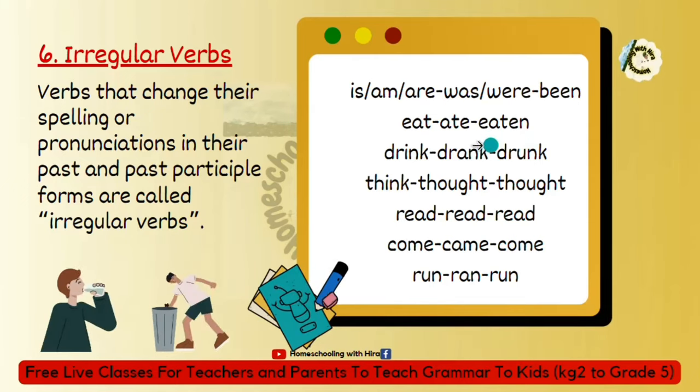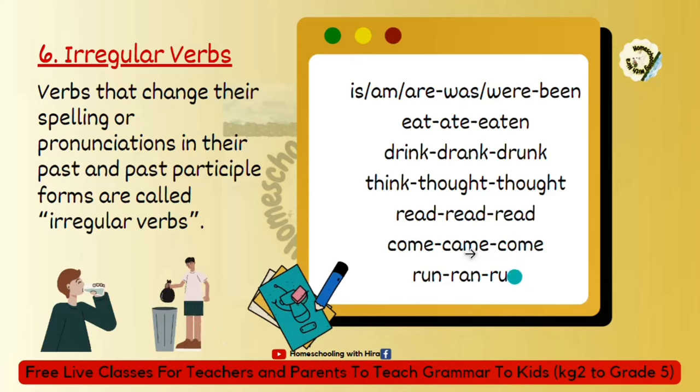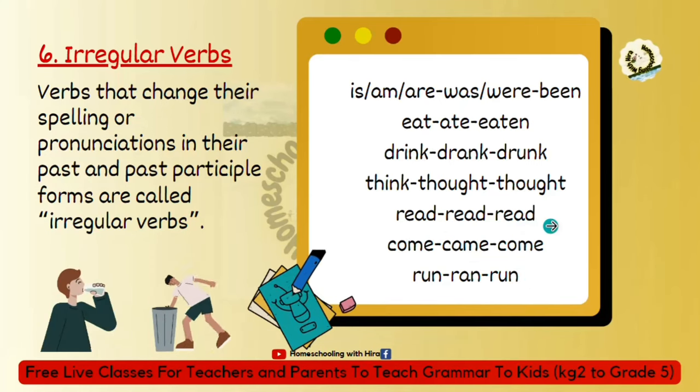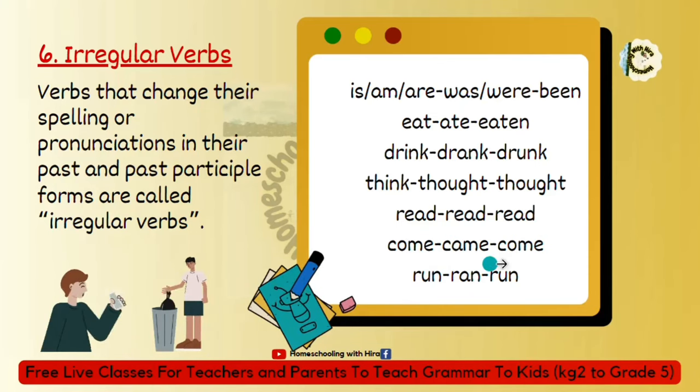Some other irregular verbs are eat, ate, eaten. Drink, drank, drunk. Think, thought, thought. Read, read, read. Come, came, come. Run, ran, run. Now in the word read, you can see the spelling is same, but the first form is read, second is read, third is also read. Come is the first form, came is second, come is third. Run, ran, run. Here again, we have some irregularity.